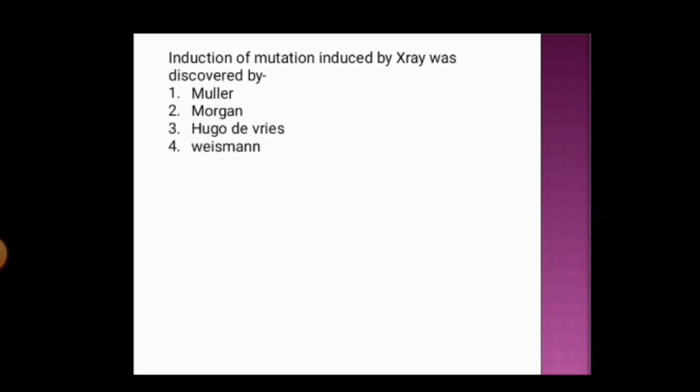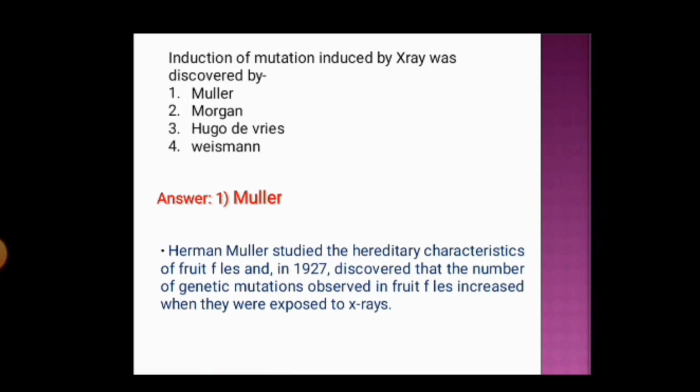Next question. Induction of mutation by X-ray was discovered by option 1 Muller, option 2 Morgan, option 3 Hugo de Vries, option 4 Weismann. And the correct answer is option 1 Muller. Hermann Muller studied the hereditary characteristics of fruit flies in 1927, and he discovered that the number of genetic mutations observed in fruit flies increased when they were exposed to X-ray.